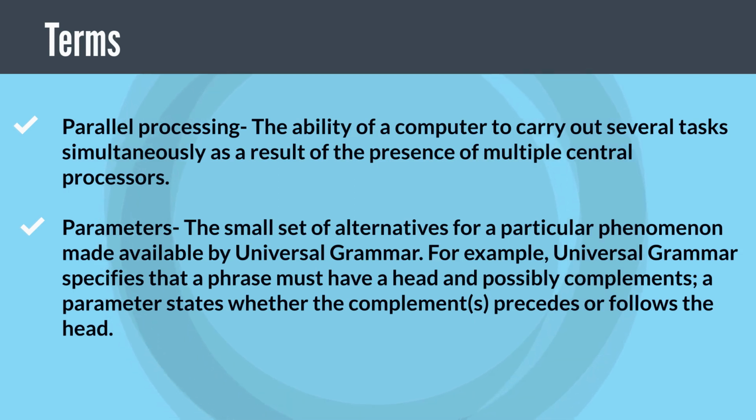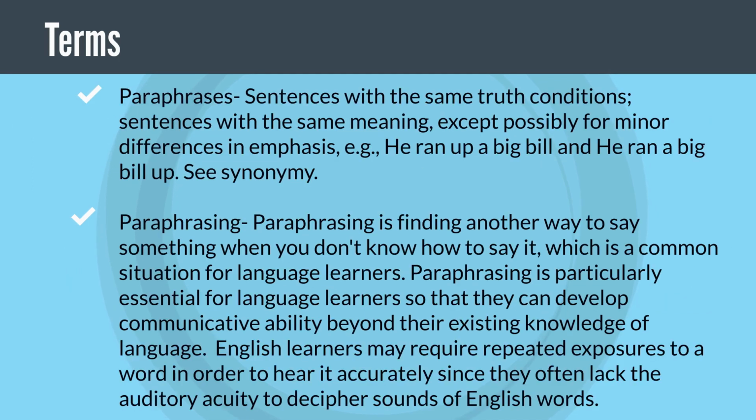For example, universal grammar specifies that a phrase must have a head and possibly complements. A parameter states whether the complement precedes or follows the head. Paraphrases: sentences with the same truth conditions, sentences with the same meaning, except possibly for minor differences in emphasis. Example: he ran up a big bill and he ran a big bill up.